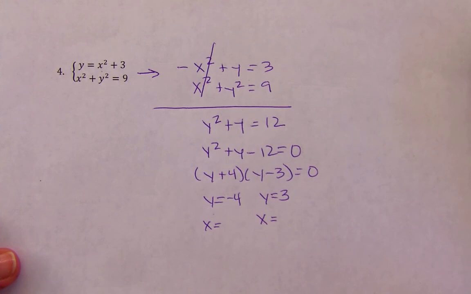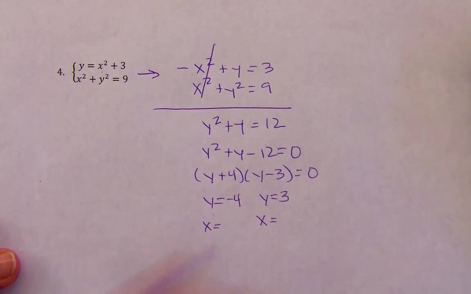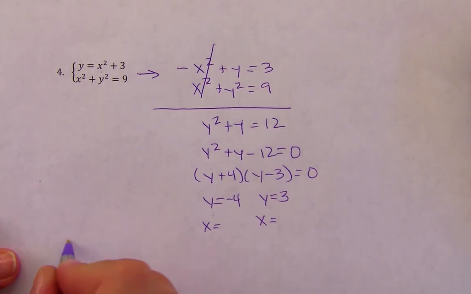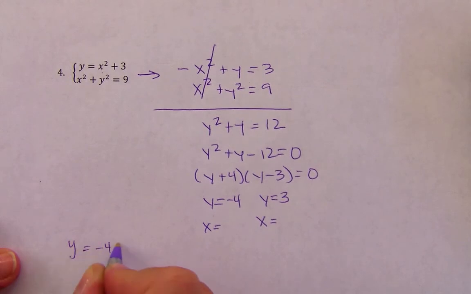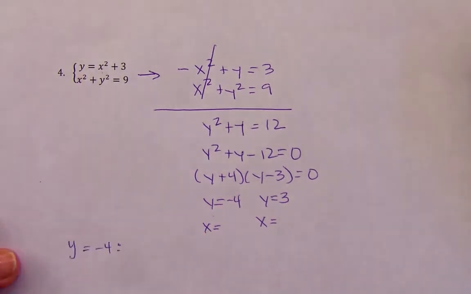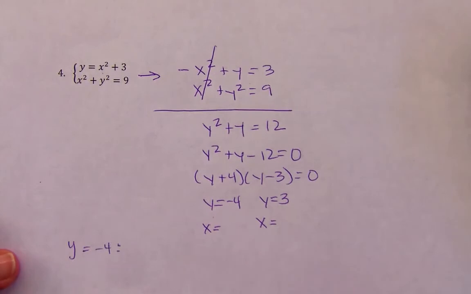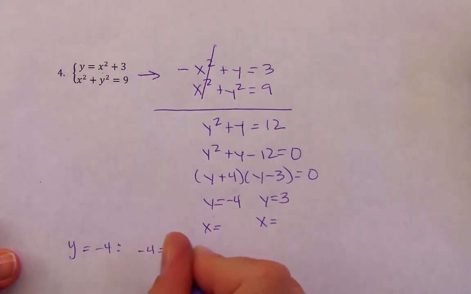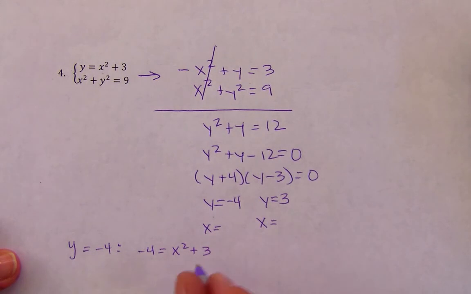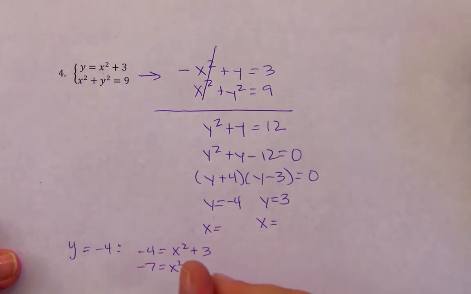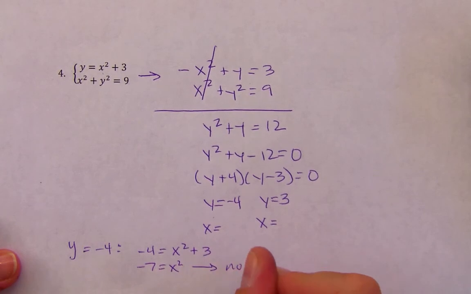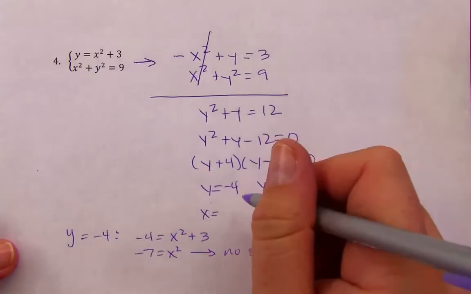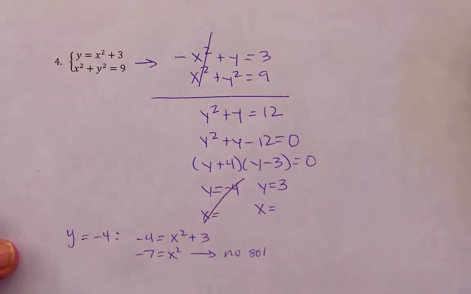And when we plug in those y values here, when I plug in y equals -4, let's see, I have -4 equals x squared plus 3. Subtracting 3, I have -7 equals x squared. And that is going to give me no solution because there's no real numbers that can come out of this. So already I know that this is not going to be a solution.